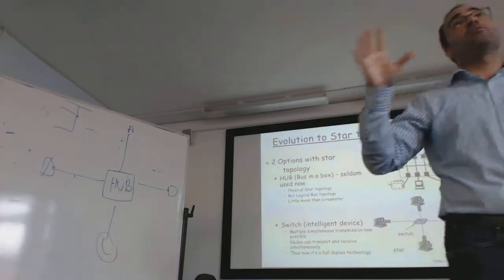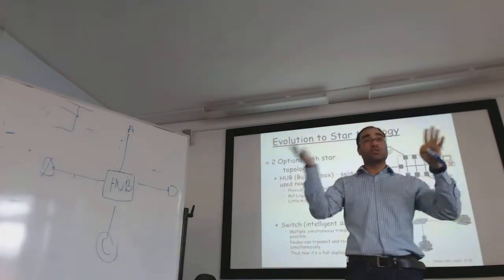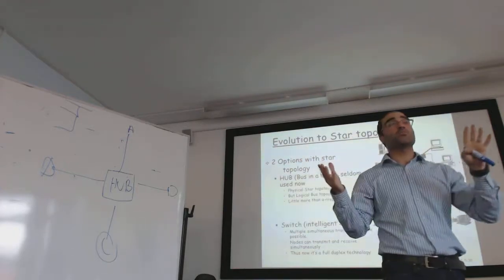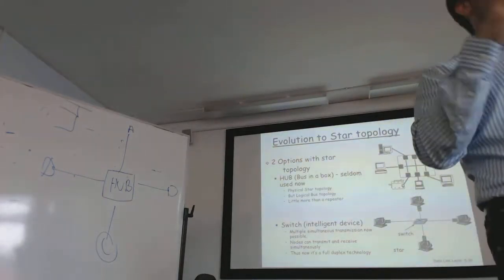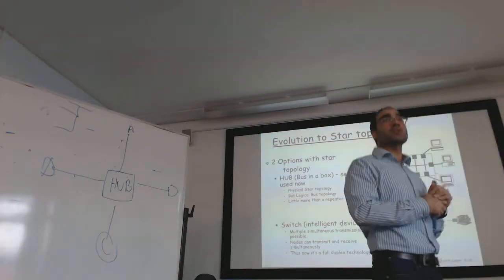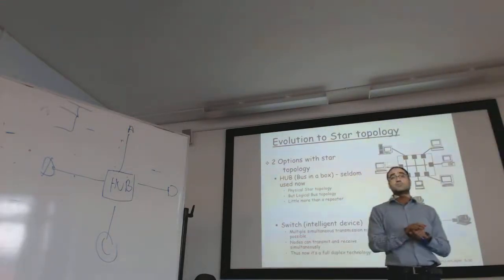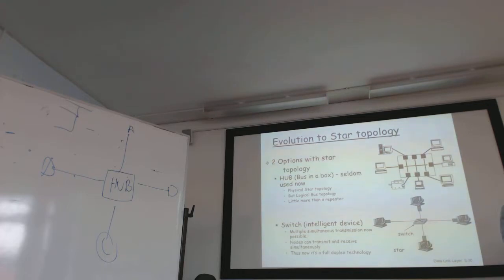What's happening? How are they evolving from one technology towards another? How did they need the star topology rather than the bus because of the collision and everything else? Any questions? Okay.